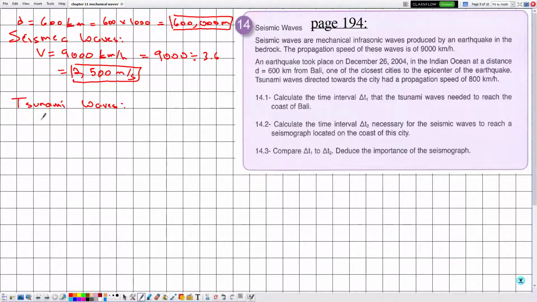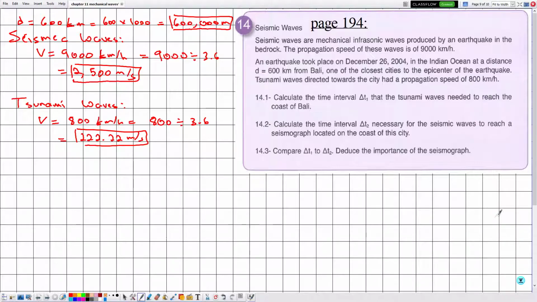The speed of the tsunami wave is given by v is equal to 800 kilometers per hour, knowing also that this speed is not a unit of speed. In order to convert from kilometers per hour to meters per second, we need to divide by 3.6, and this is equal to 222.22 meters per second. So what's happening here?